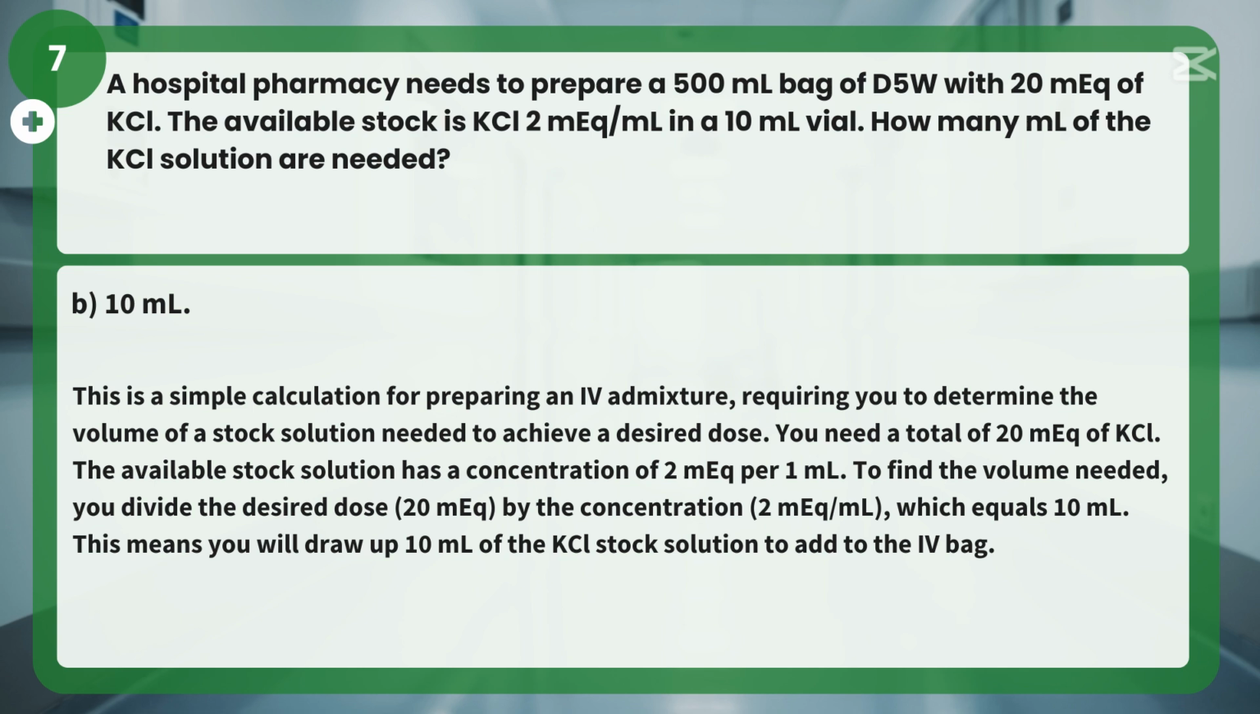To find the volume needed, you divide the desired dose, 20 milliequivalent, by the concentration, 2 milliequivalent/ml, which equals 10 milliliters. This means you will draw up 10 milliliters of the KCl stock solution to add to the IV bag.